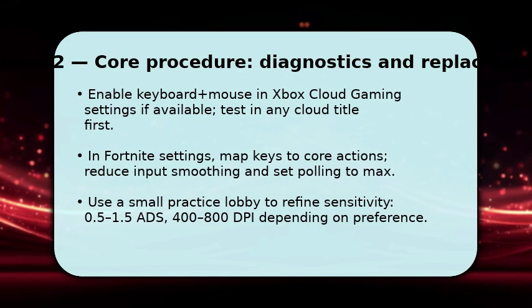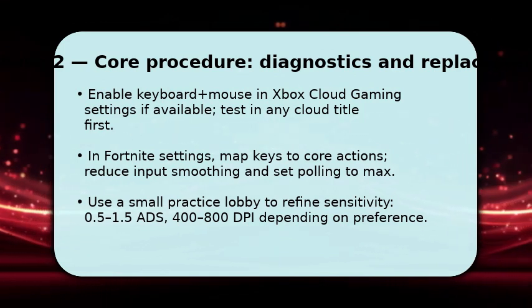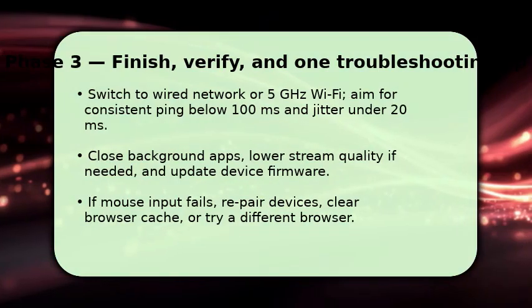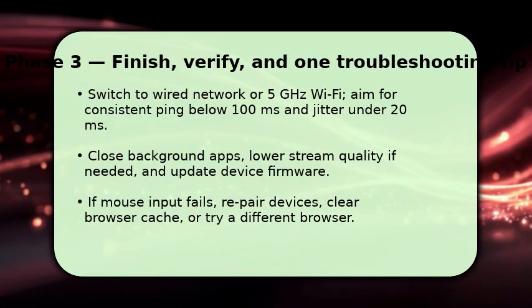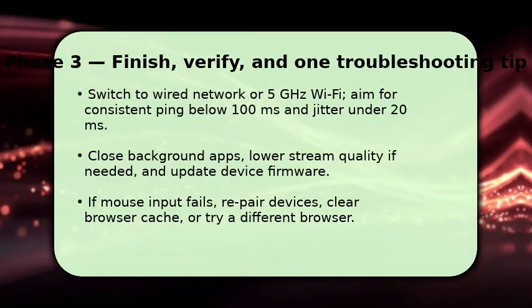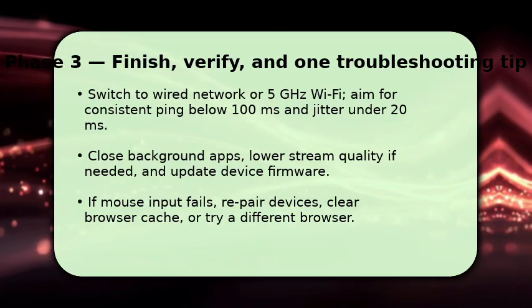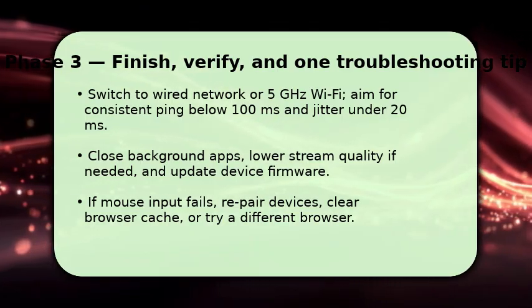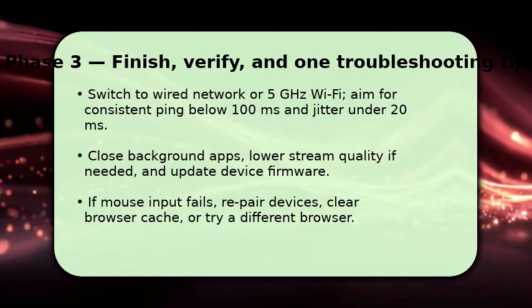Finish by optimizing network and system load so your inputs stay consistent. Prefer wired Ethernet or a stable 5 GHz Wi-Fi connection. Aim for ping under 100 ms and minimal jitter. Close background apps and lower stream quality if you see stutters, and make sure keyboard/mouse firmware is current.